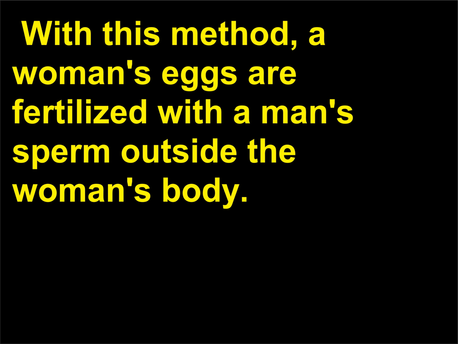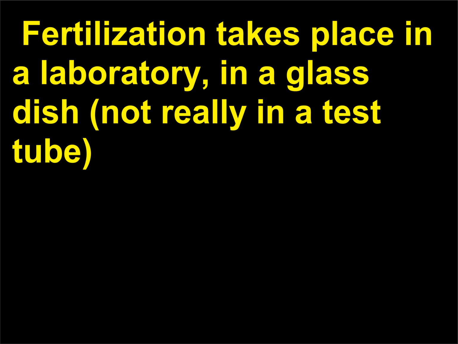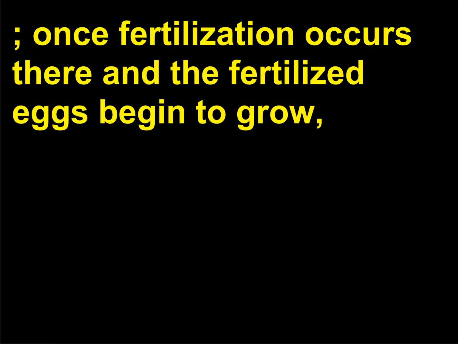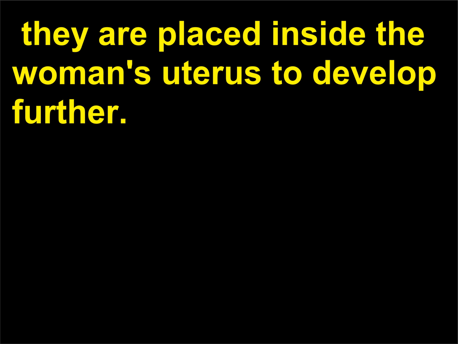With this method, a woman's eggs are fertilized with a man's sperm outside the woman's body. Fertilization takes place in a laboratory, in a glass dish, not really in a test tube. Once fertilization occurs there and the fertilized eggs begin to grow, they are placed inside the woman's uterus to develop further.